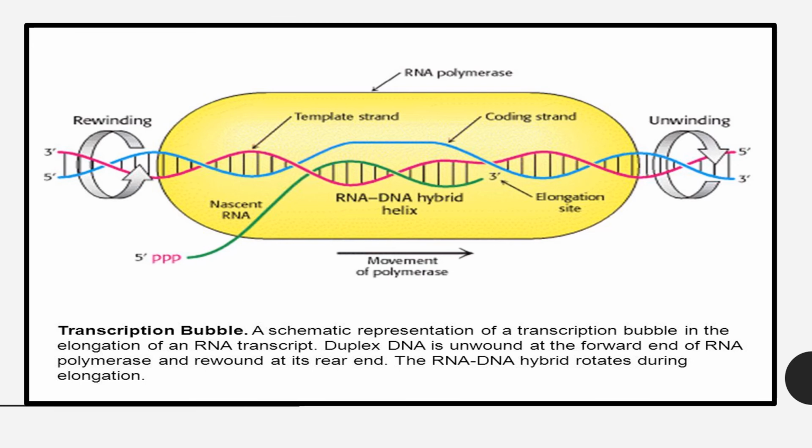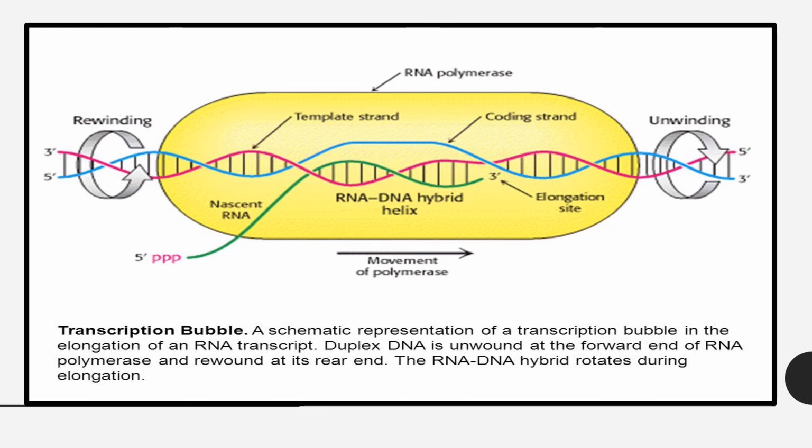Here the transcription bubble is shown. As I have already told you, the area where the RNA polymerase is attached and the process of transcription is being done is called the transcription bubble. Now here this area is showing the RNA polymerase, and this RNA polymerase is carrying on the synthesis of messenger RNA from 5' to 3' direction.